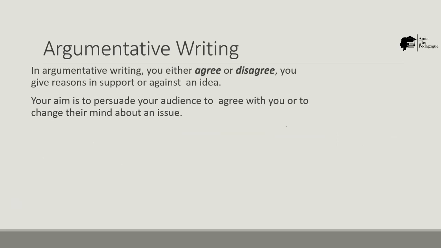Let's begin with what argumentative writing is all about. In argumentative writing, you either agree or disagree to a topic or an issue that has been put before you. You have to give reasons in support or against the idea, issue, or topic you've been asked to write in argument for or against. In argumentative writing, your aim is to persuade your audience to agree with you or to change their mind about an issue.